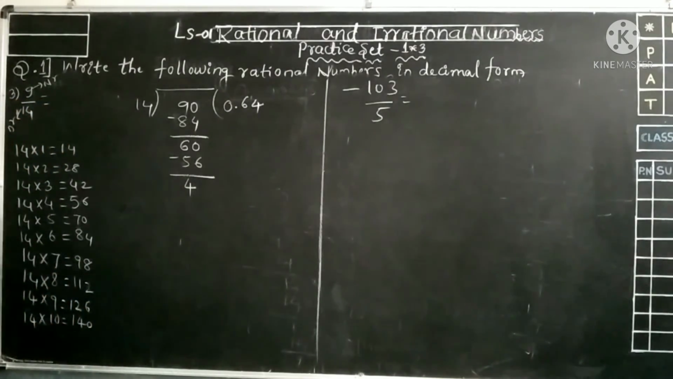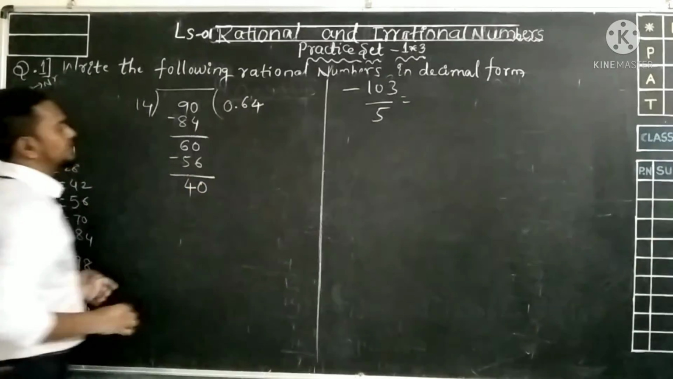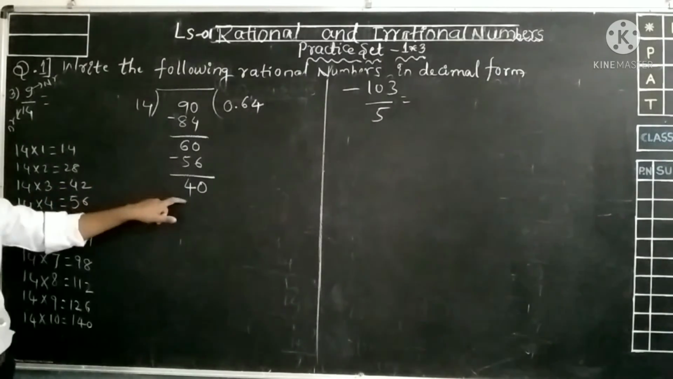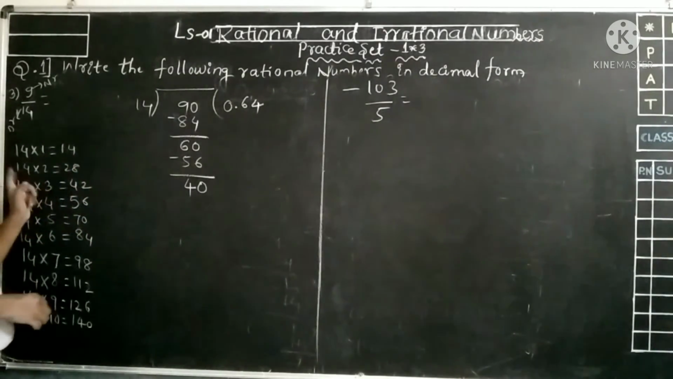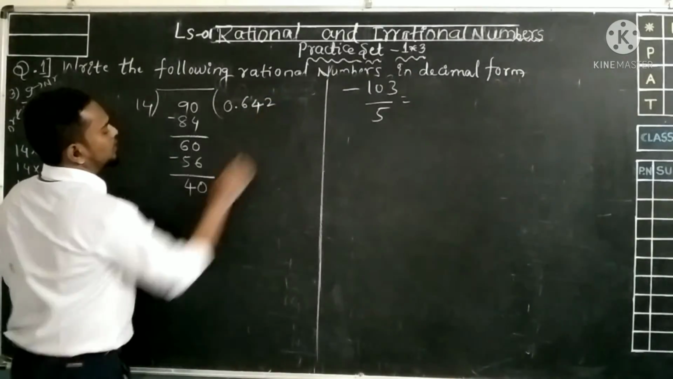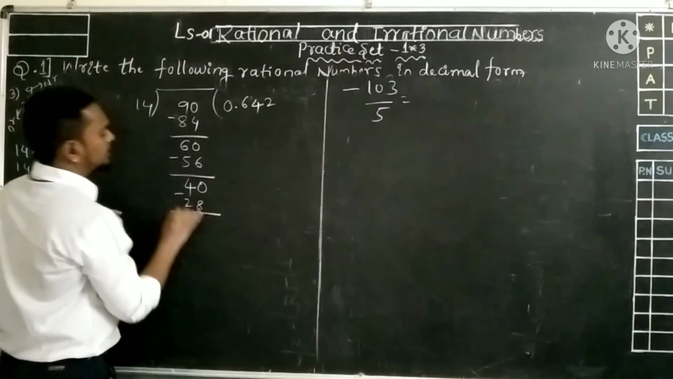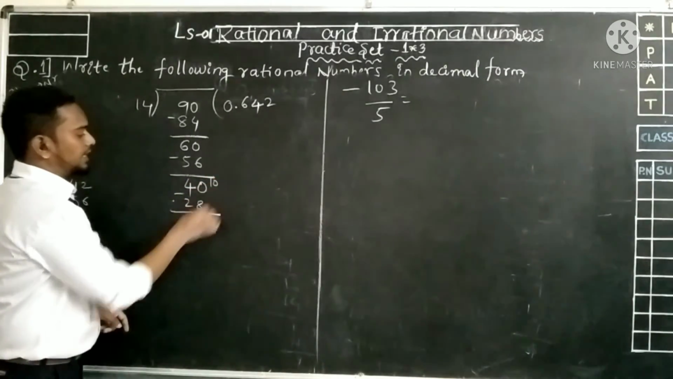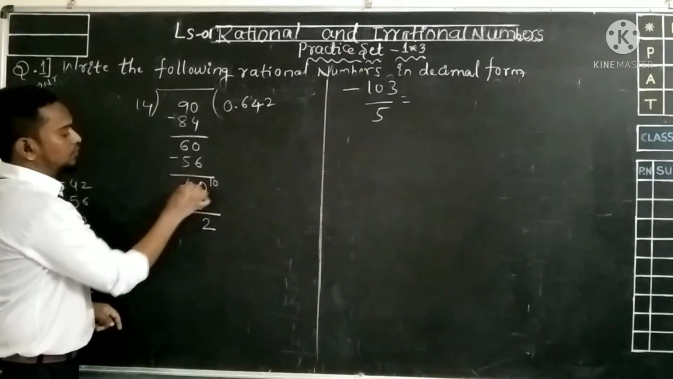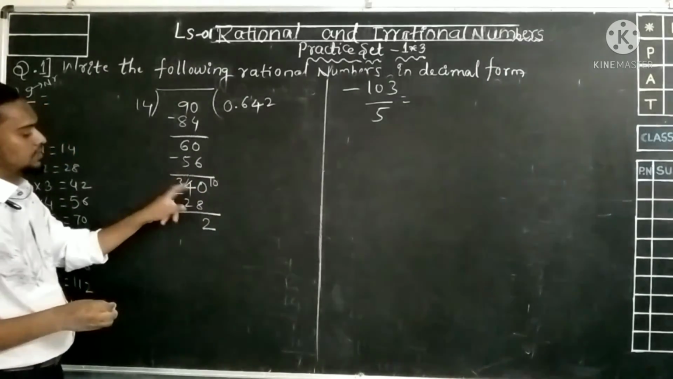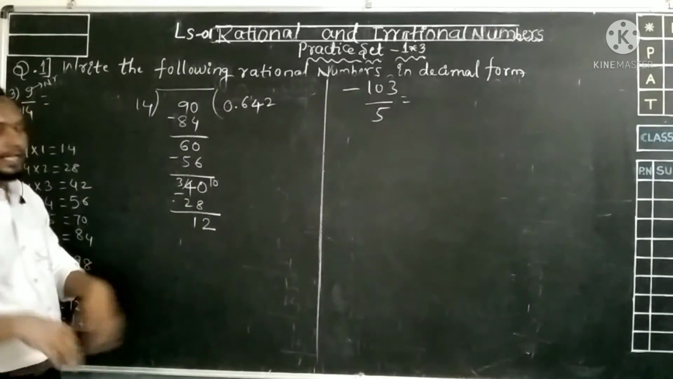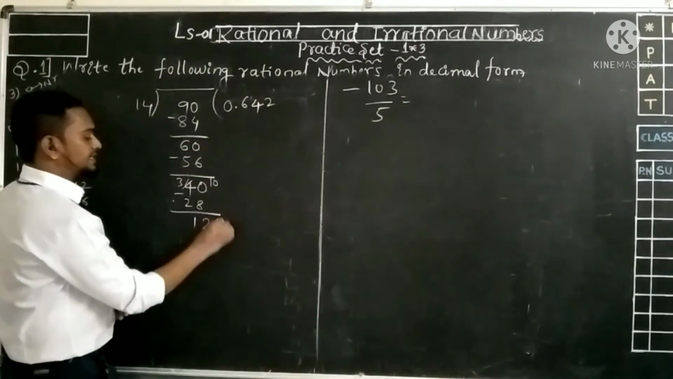Again, we will take a decimal point, that is 0. 14 1s are 14, 14 2s are 28, 14 3s are 42. 40 is not in the 14th table. Now we will take 14 2s are 28. Here, carry forward to make 10. 10 minus 8 is 2. 4 minus 1 is 3. 3 minus 2 is 1. Again, we will put a decimal point, that is 0.